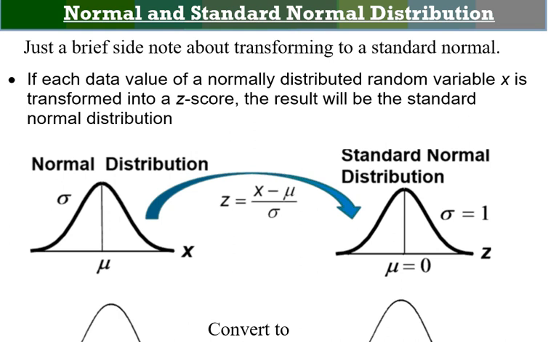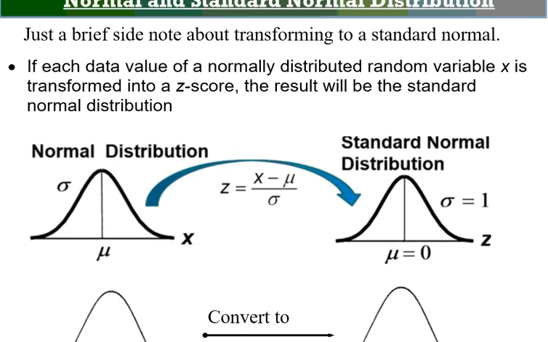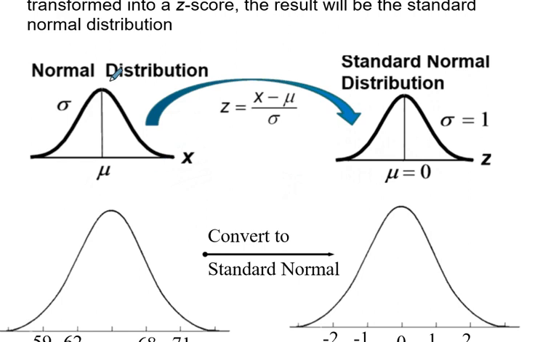Just a brief side note about transforming to a standard normal. If each data value of a normally distributed random variable x is transformed into the z-score, the result will be the standard normal distribution. All we're really doing is not changing the shape at all. We're just renaming the scale.